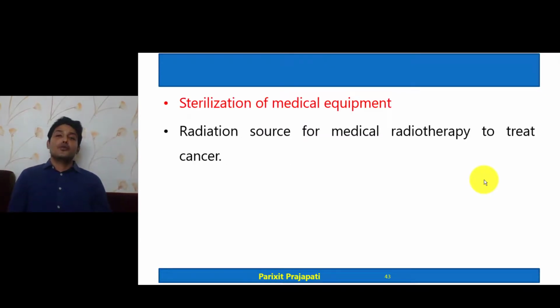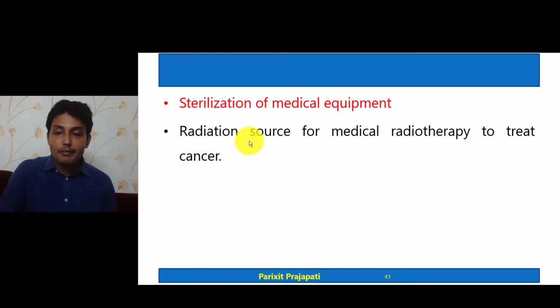Where can it be used? Cobalt is used in sterilization of medical equipment. So all medical equipment can be sterilized with the help of this radiation source. It can also be used as a radiation source in medical radiotherapy to treat cancer. So to treat cancer and to sterilize medical equipment, those are the uses.